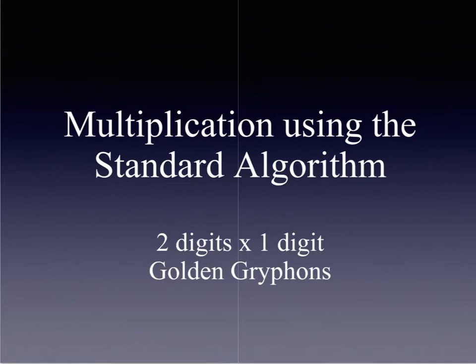So we're going to be talking about what the standard algorithm is and how to use it. We're going to be starting out by only doing 2 digits multiplied by 1 digit, and actually a little bit of 3 digits multiplied by 1 digit. But later on we will progress into doing more than just 1 digit.